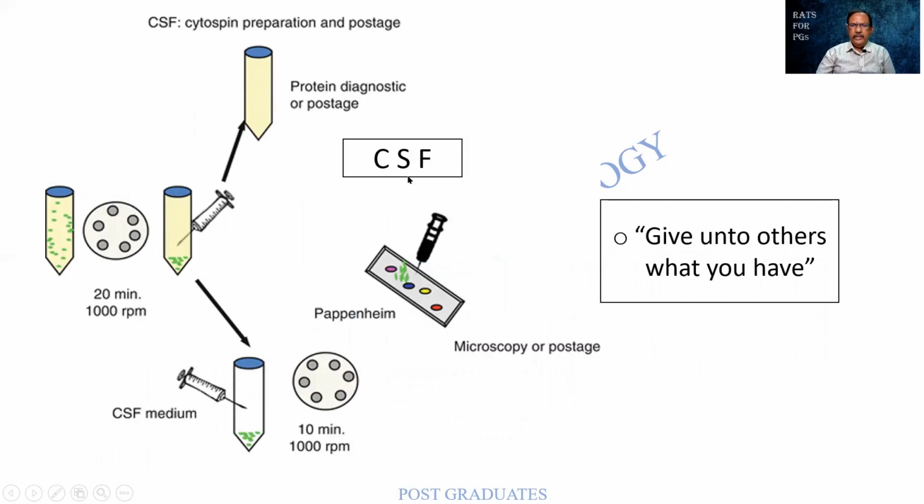This is regarding the CSF. Give unto others what you have. What does it mean? I am not taking it from the Bible, but see this. It is a CSF, it is a protein diagnostic material. You find that there is a centrifugation. Fluid is over here, it is centrifuged, and then there is a collection of cells. This material can be given for protein estimation to biochemistry, and with the rest of it I can provide a suspending medium, again recentrifuge, and the cell block or the cell buttons can be prepared, from which a staining can be done. So this is just an outline of it.